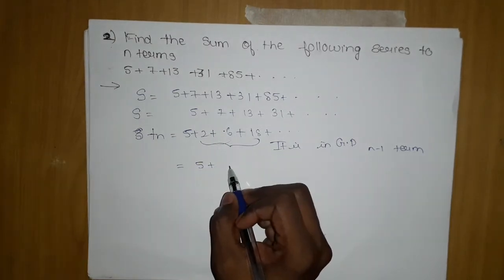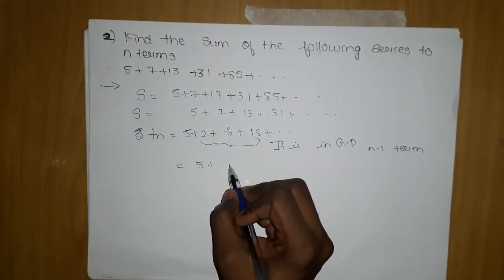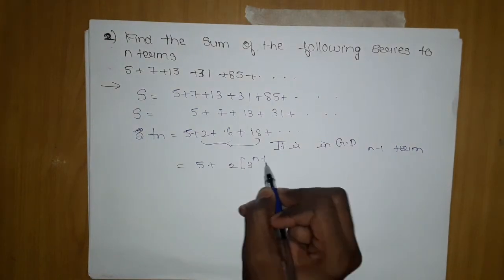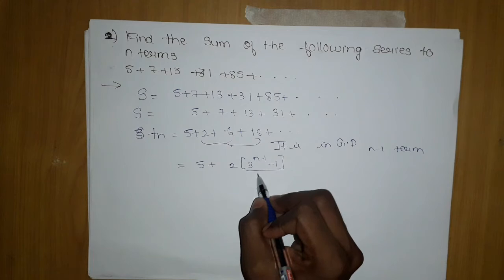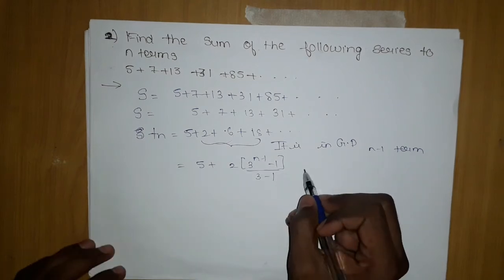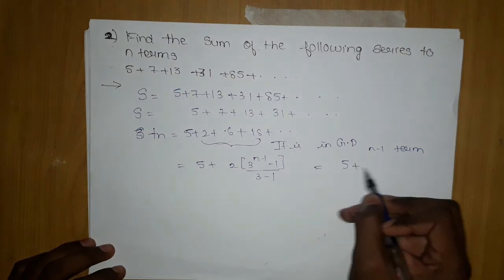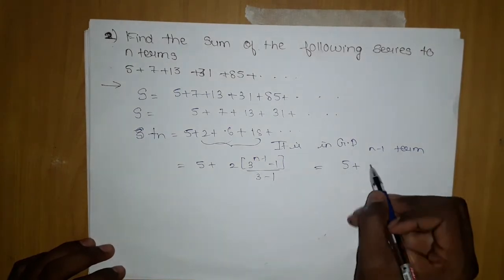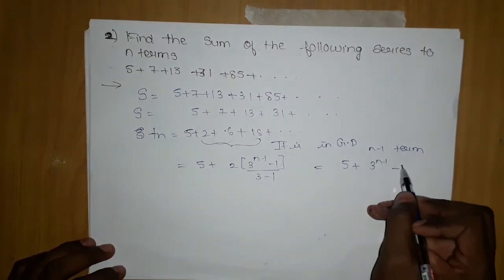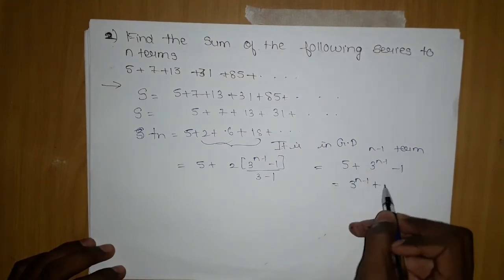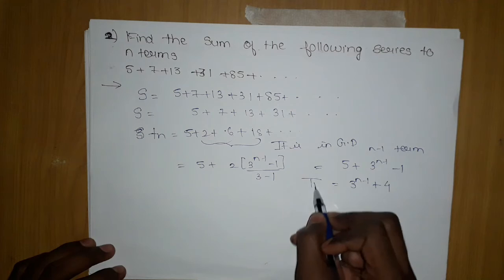How can we get the sum? This is 2 into (3 to the power n minus 1, minus 1) upon 3 minus 1. Very simple, getting the sum of the GP, which will give me 5 plus 2 cancel out, giving me in the end 3 to the power n minus 1 plus 4. So this is our Tn.